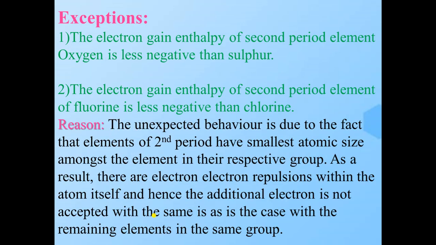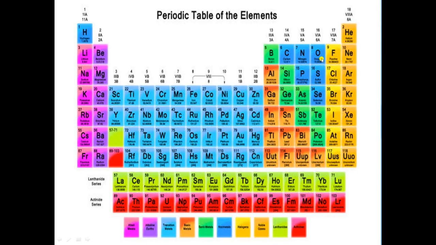Now there are two exceptions. When we go down the group, there are two exceptions in electron gain enthalpy. These are very important. The first one is that the electron gain enthalpy of the second period element oxygen is less negative than sulfur. This is not according to the regular trend, so this is an exception. Electron gain enthalpy of oxygen is less negative than sulfur, and fluorine is less negative than chlorine.